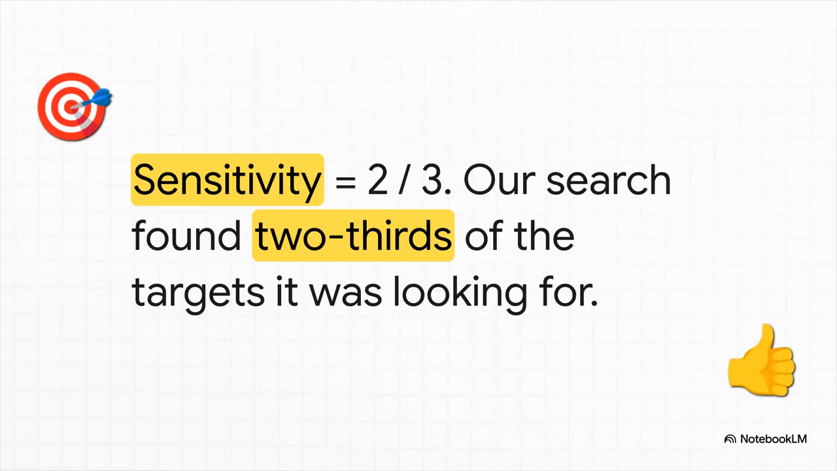Next, we need to know the total number of positives that were there to be found in the first place. The ideal result was CCC, so that's a total of 3. So you just do the math. Our sensitivity is 2 divided by 3. Our search found 2/3 of what it was supposed to, see? This simple score gives us a really powerful and standard way to measure how well any search is performing.